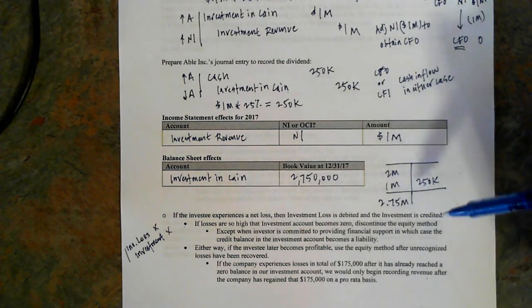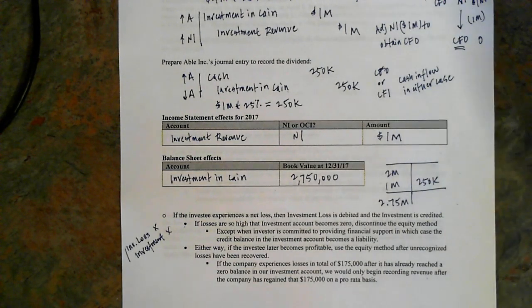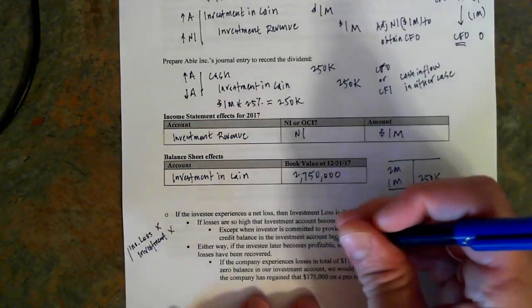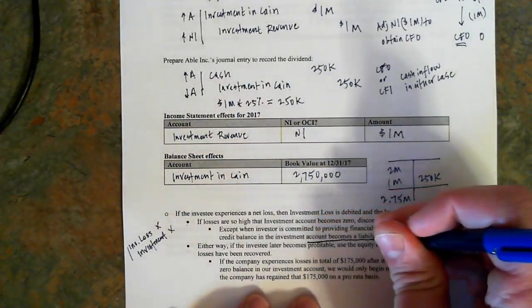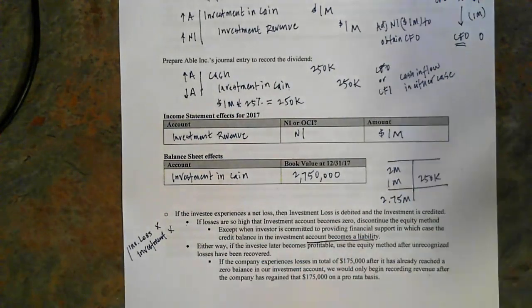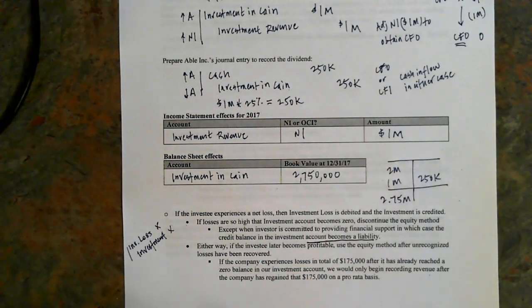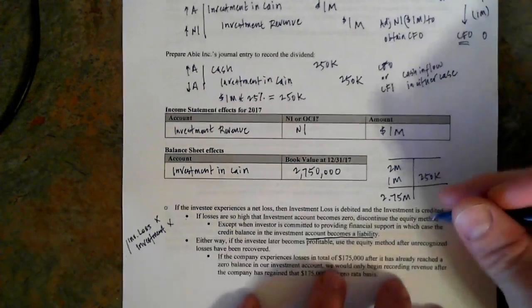Well, if it zeroes out and we don't have any sort of underlying contractual obligation to help the investee, then we just could discontinue the equity method. If we do have an underlying contractual obligation, then the account would become a liability account because we still owe, and now the company is starting its net assets essentially.